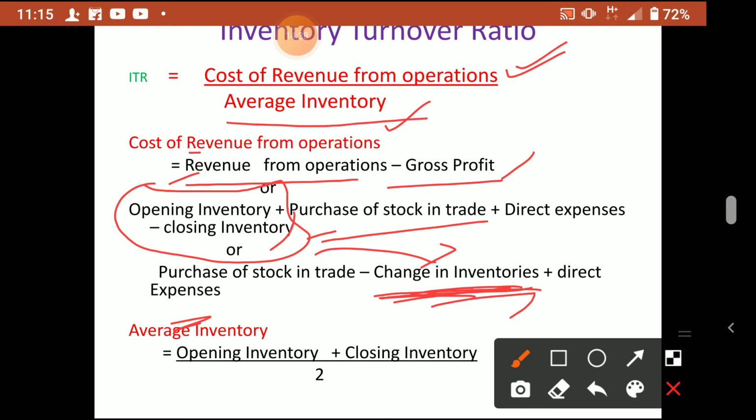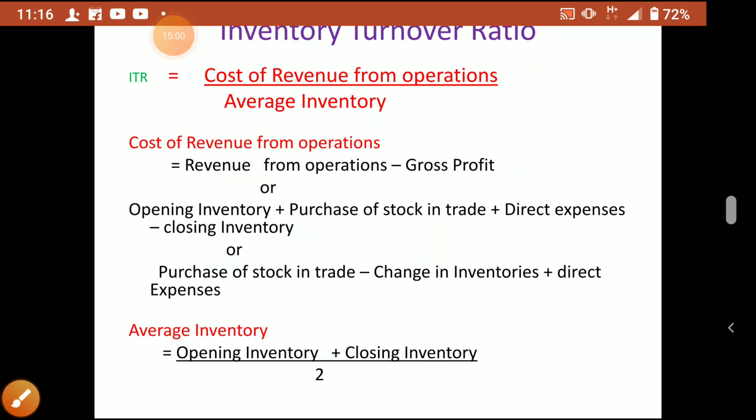Average inventory means opening inventory plus closing inventory divided by 2. So this is average inventory. The average inventory equation is opening inventory plus closing inventory divided by 2. Okay, now we'll go to a question.